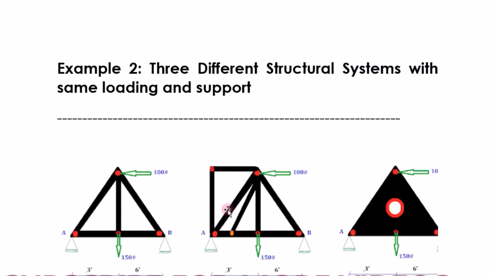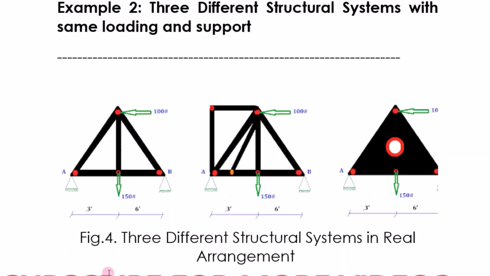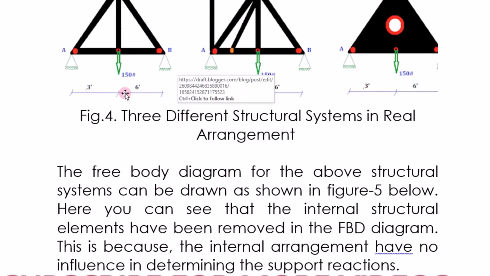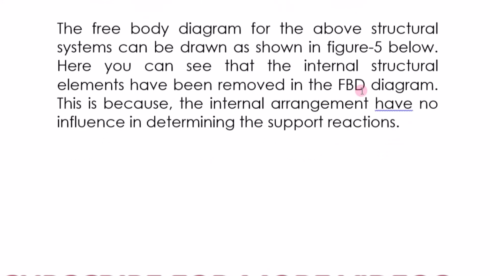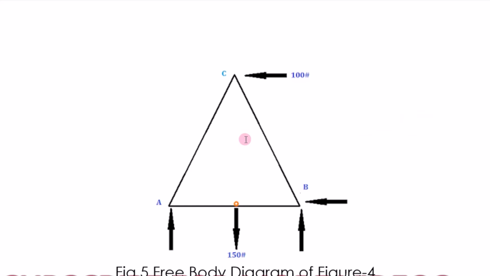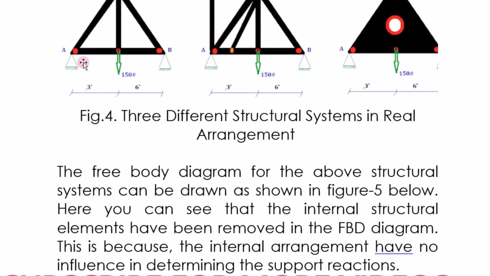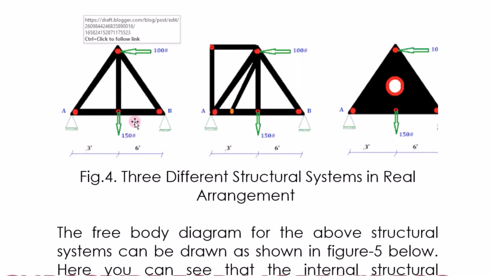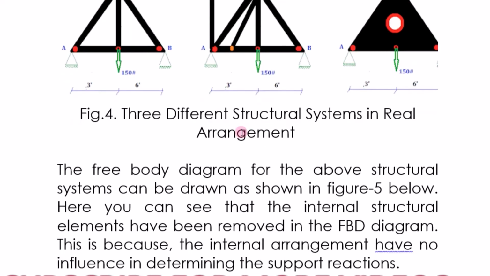Another example is 3 different structural systems with the same loading and support. The free body diagram for the above structural systems can be drawn as in the figure below, right? Here, you can see that the internal structural elements have been removed in the FBD. This is because the internal arrangement has no influence in determining the support reactions. So these internal elements, the holes and all those things, are not considered because they don't really have any influence. All the elements that have an influence in developing support reactions are consolidated, and finally a free body diagram is given.